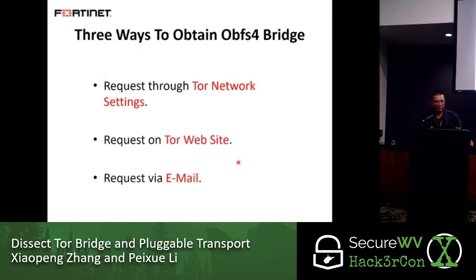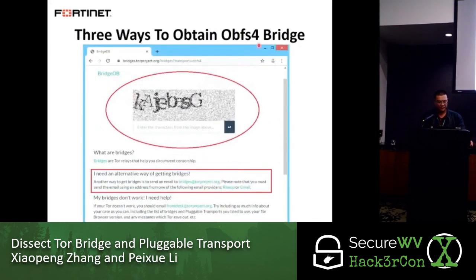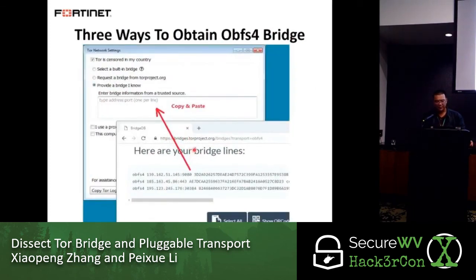You can request OBFS4 bridges on the website bridges.torproject.org. You can also request OBFS4 bridges by sending an email. This screenshot of the web page shows the 2 ways. Each time you can obtain 3 OBFS4 bridges from the above ways. Okay, once you have obtained the OBFS4 bridges, all you need to do next is copy them and paste them here to get them working.